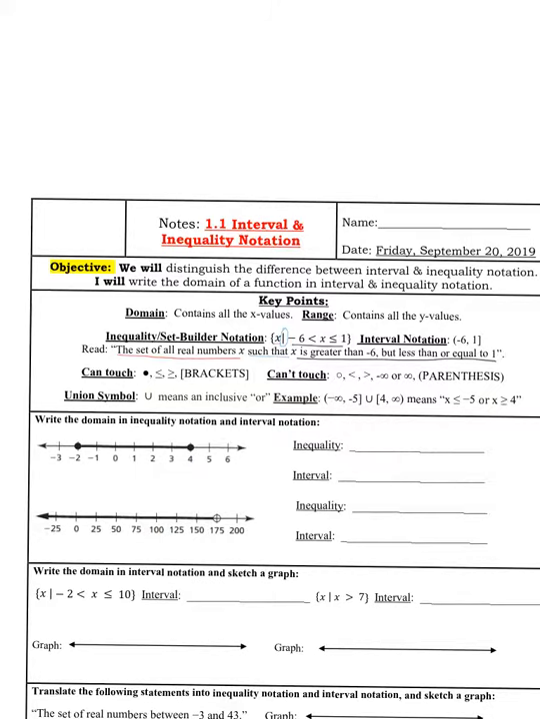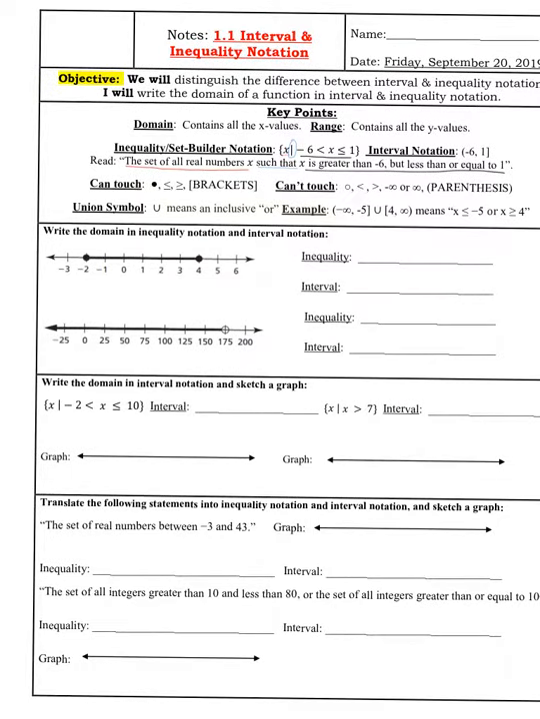Now, let's just do a few examples. What we're going to do is convert these from inequality and interval notation, and then I'll graph it where I have an empty graph line. And yeah, that's pretty much what I'm going to do.